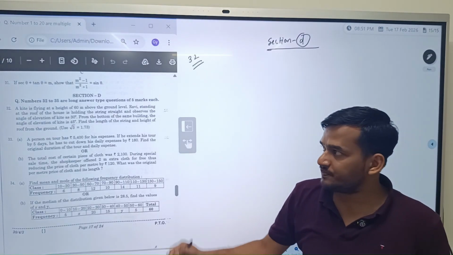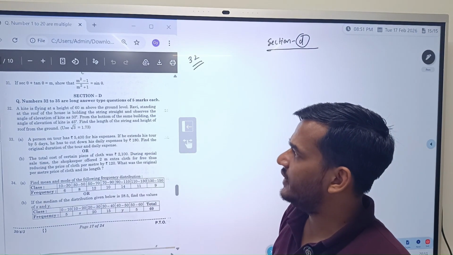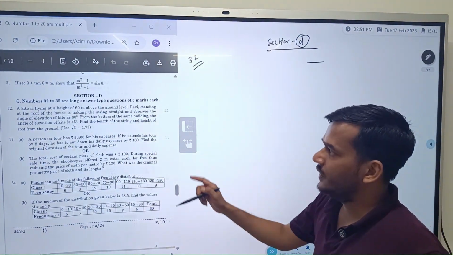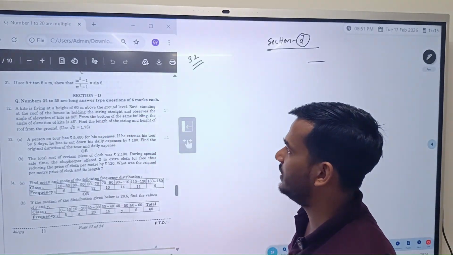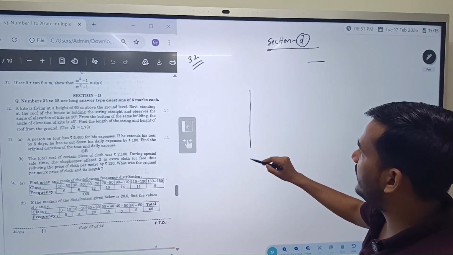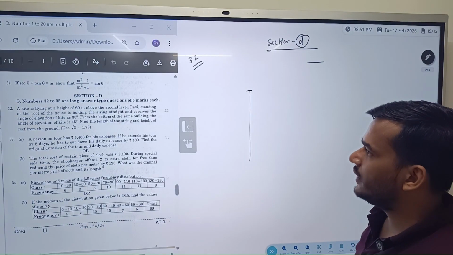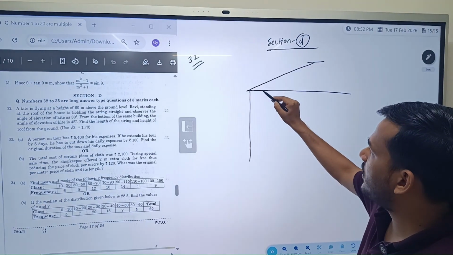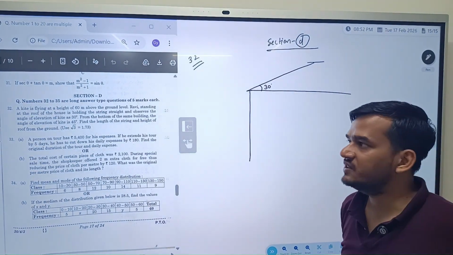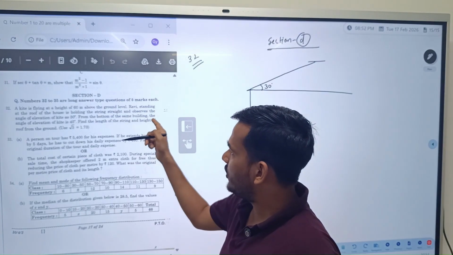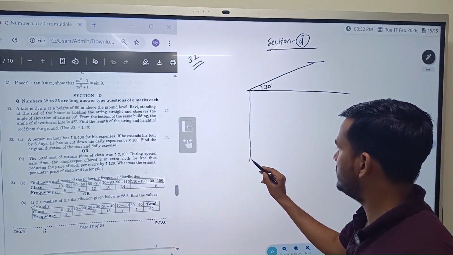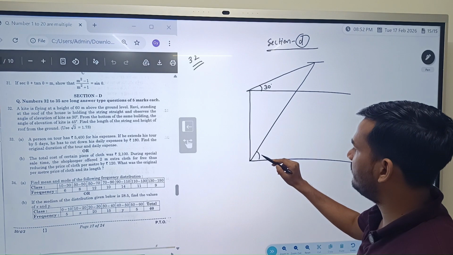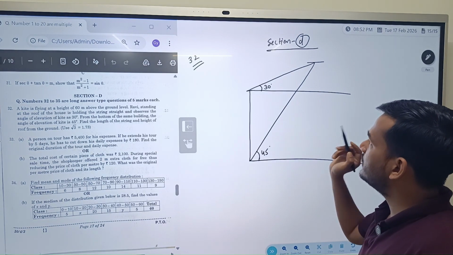So question number 32. In this, a kite is flying at a height of 60 meters from the ground. So let's say this is a kite. Ravi is standing at the roof of the house in a building. So Ravi is at the roof of the house, and the angle of elevation of the kite is 30 degree. And from the bottom of the same building, this is bottom of the building, the angle of elevation is 45 degree for the kite.